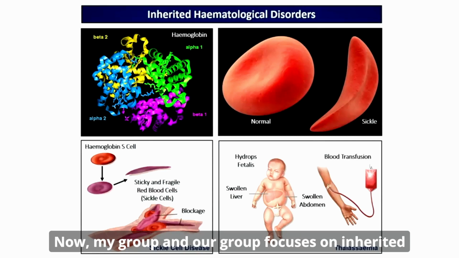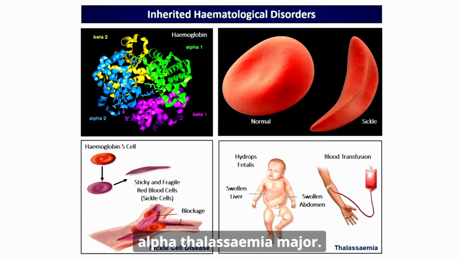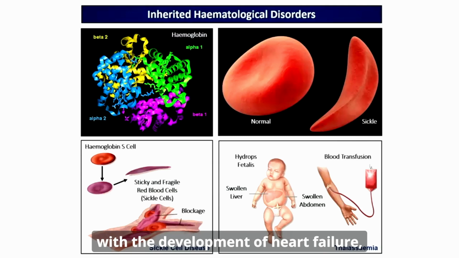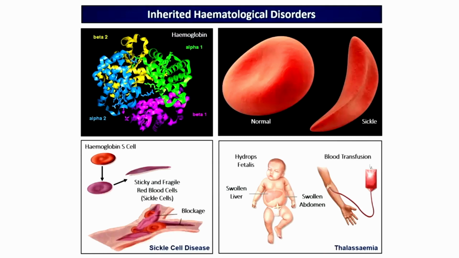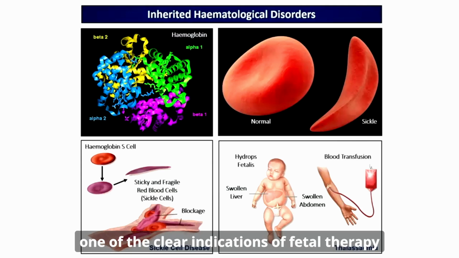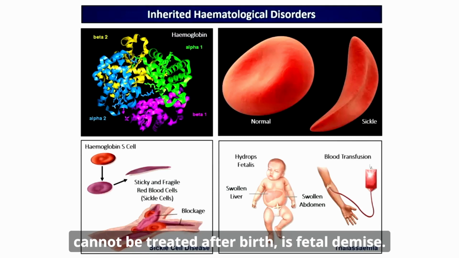Now, my group and our group focuses on inherited hematological disorders, in particular alpha thalassemia major. And the indication for that is that alpha thalassemia major has a fetal phenotype with the development of heart failure, hydrops fetalis, and a fetal demise. So one of the clear indications of fetal therapy right now, apart from development of injury that cannot be treated after birth, is fetal demise.